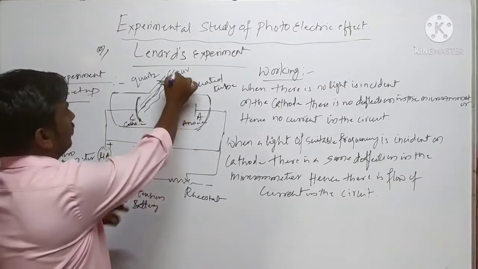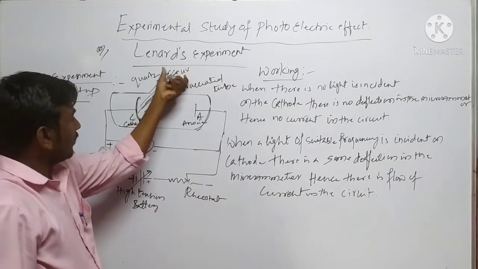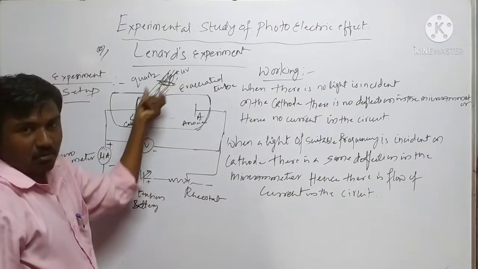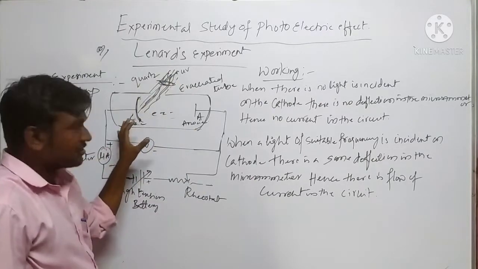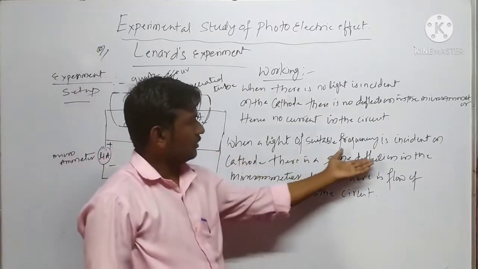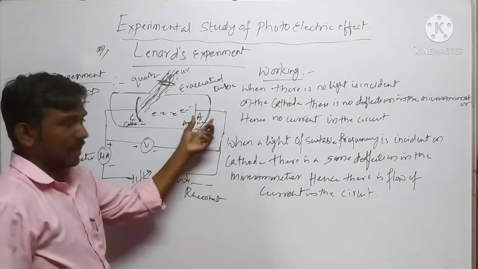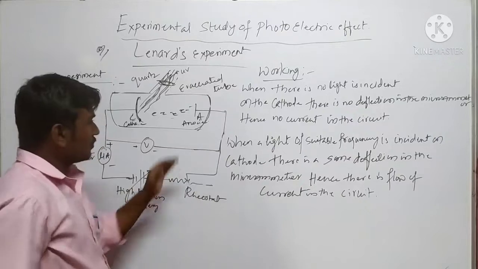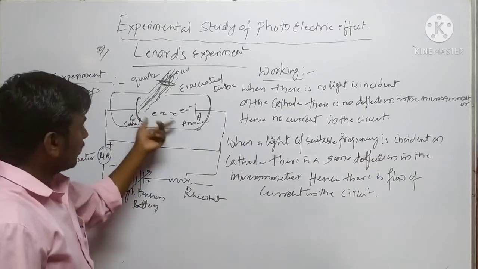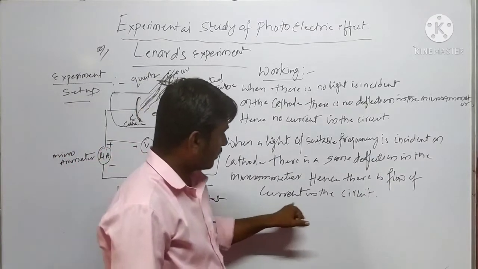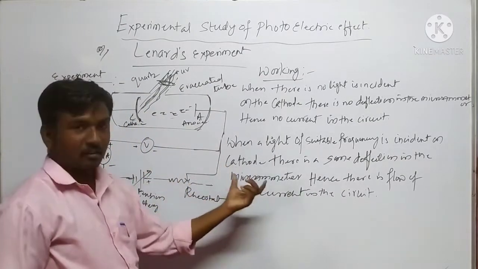When UV radiations are incident, consider that one photon falls on the cathode surface and one electron is ejected. As the intensity increases, there is a flow of electrons. Due to this flow, the electrons are attracted to the positive anode. The microammeter then shows a current. That produces the photocurrent, the flow of current in the circuit. This is the construction and working of the experiment.